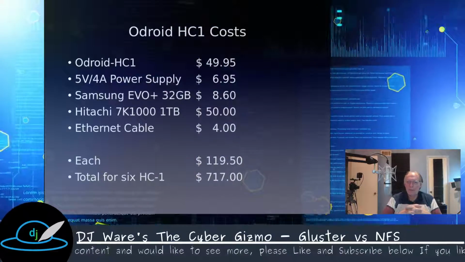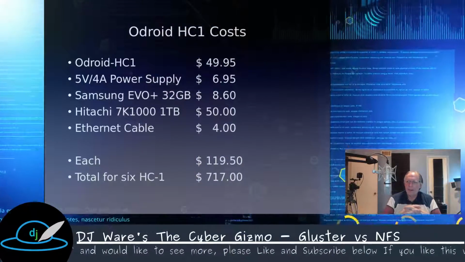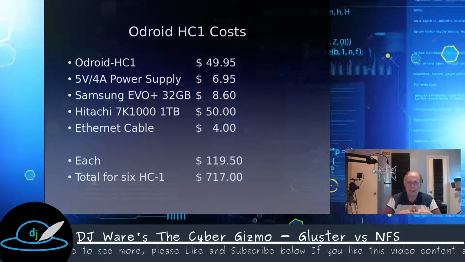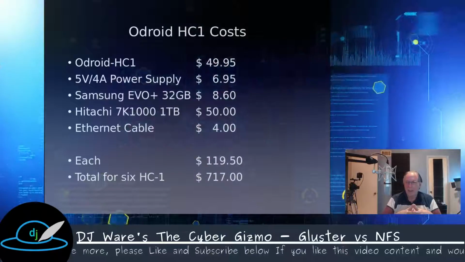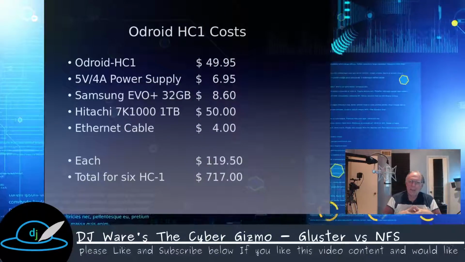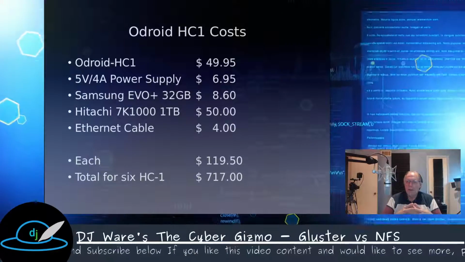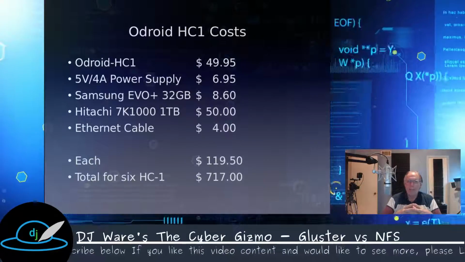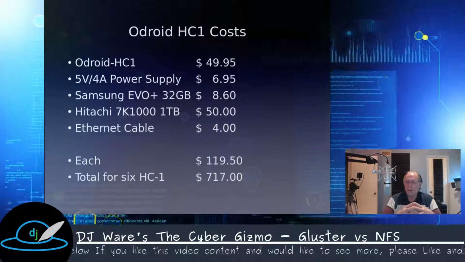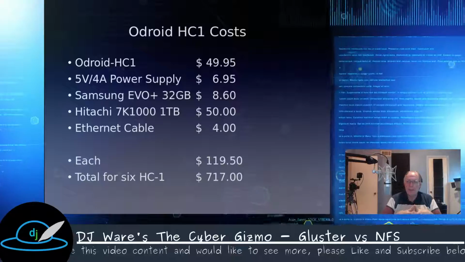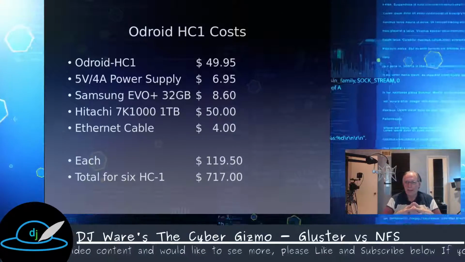The cost for an Odroid HC1 is about $50, and you would add $7 more to buy the power supply. There is a 5-volt 6-amp version of the power supply if you feel that you need that, although in my experience, the 4-amp is fine for a 2.5-inch hard drive. The Samsung EVO Plus 32 gig was used for the operating system, so that's the boot disk.